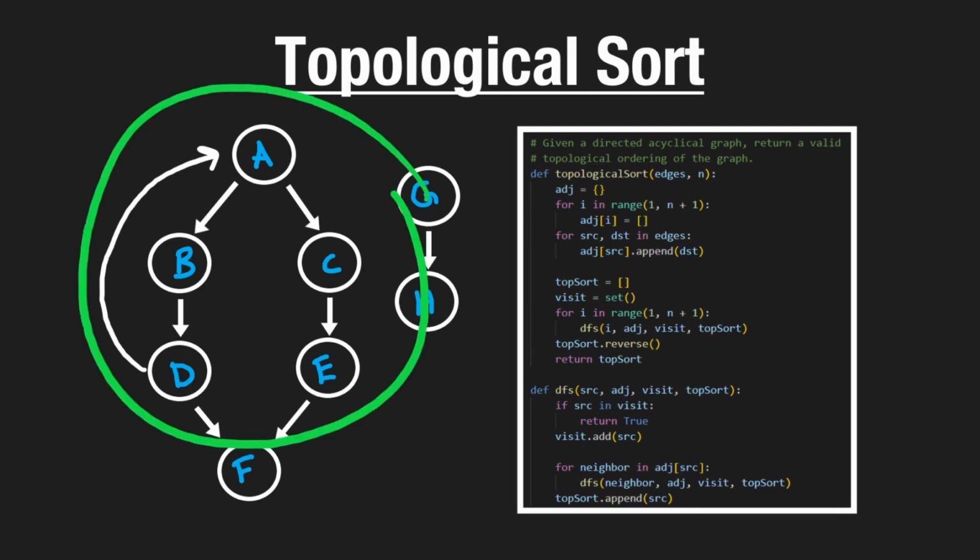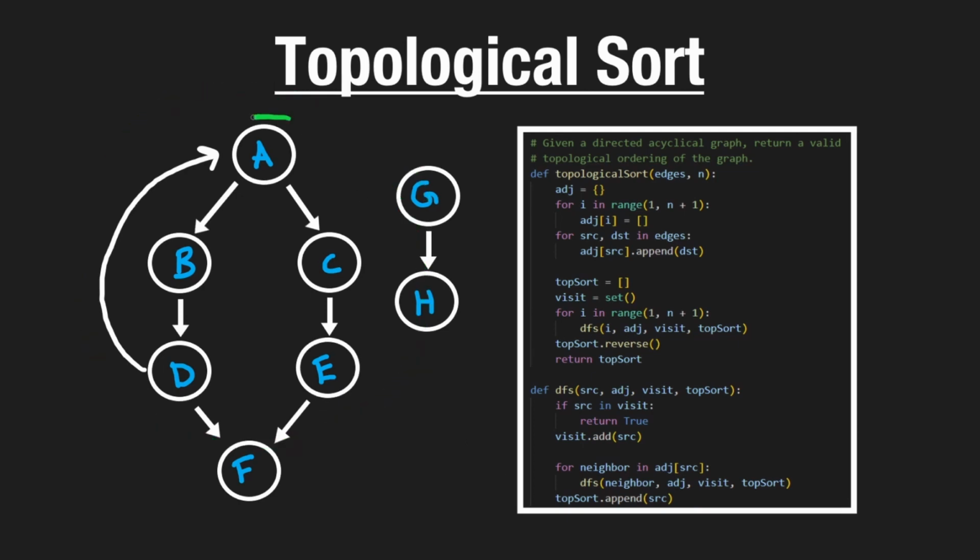Let me kind of show you what I mean in this drawing. We're going to start at A normally. We're going to add it as being visited. Then let's say we go down C first. We added it as being visited. We go to E, it's been visited. We go to F, it's been visited. And then in reverse order, we would add each of these to the topological sort result.